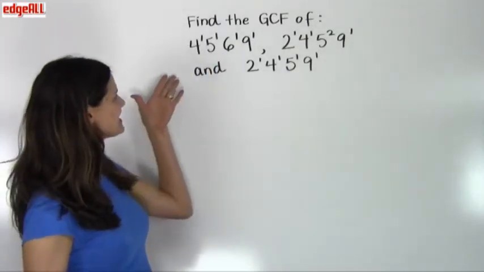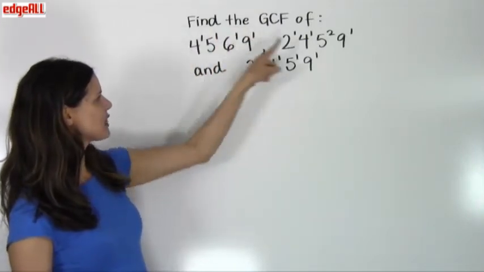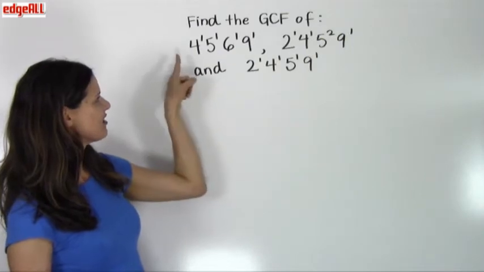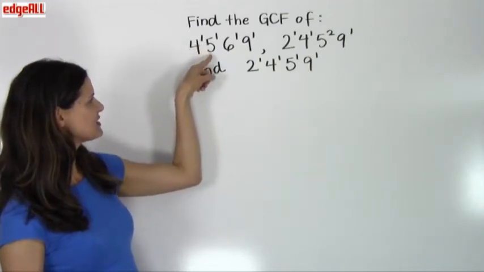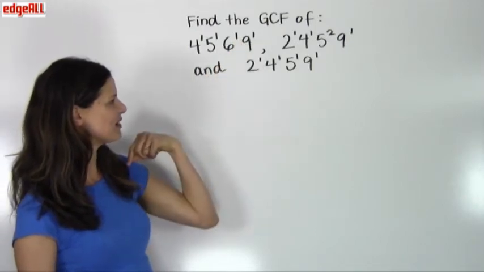So we are asked to find the greatest common factor of these three numbers. 4 to the 1 power times 5 to the 1 power times 6 to the 1 power times 9 to the 1 power.